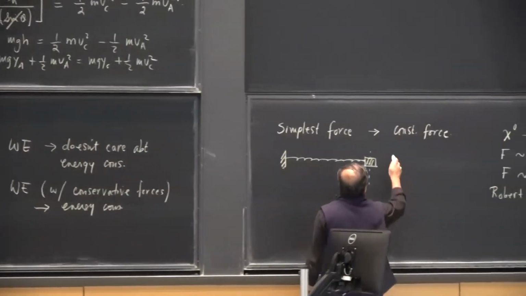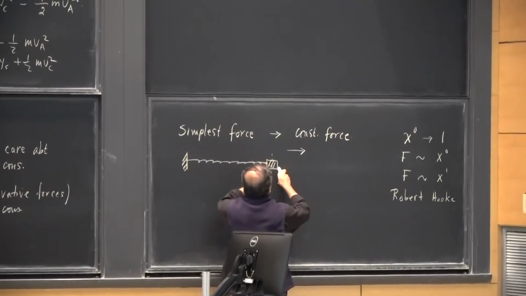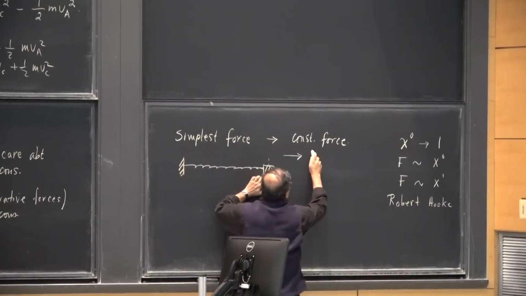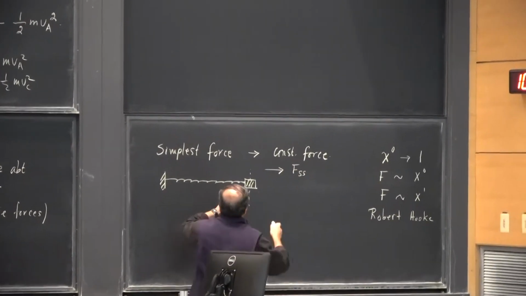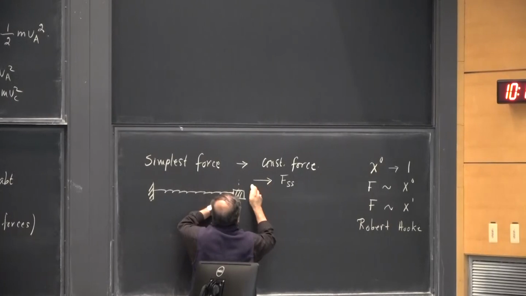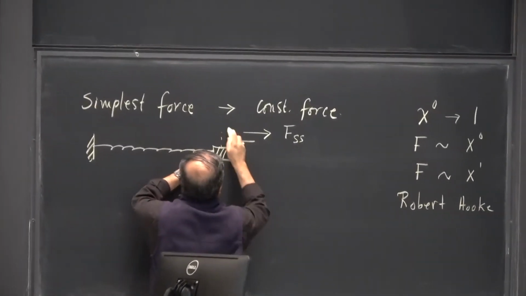So if I apply a force this way, the spring will give me, so this is force applied by me, let's say FS. Those are my initials. And spring also has an S, but I'll call it Fs, which is that way. And let's call it Fs.